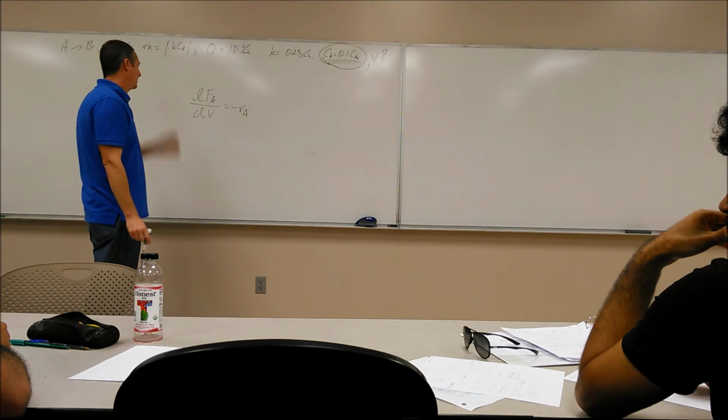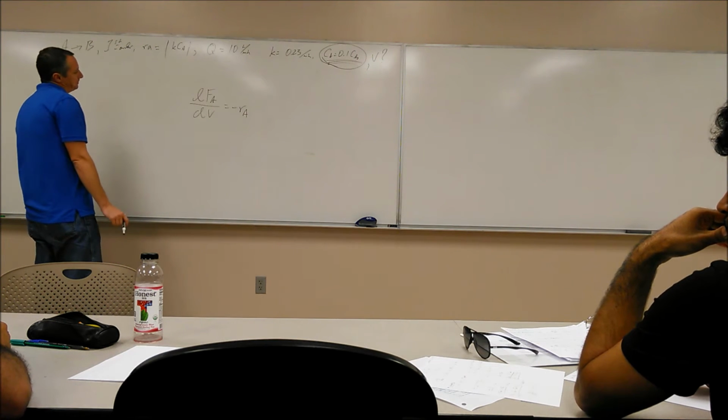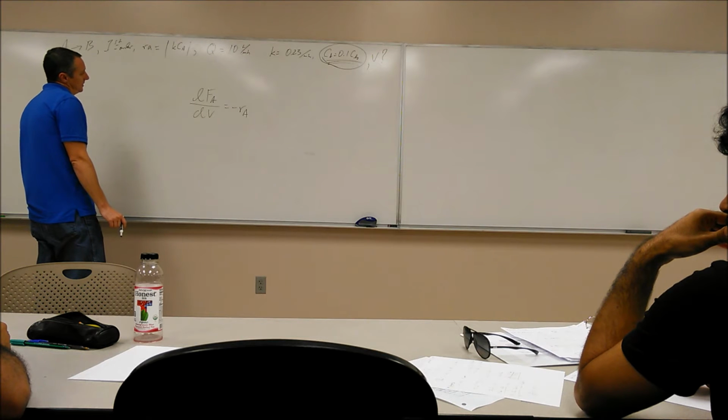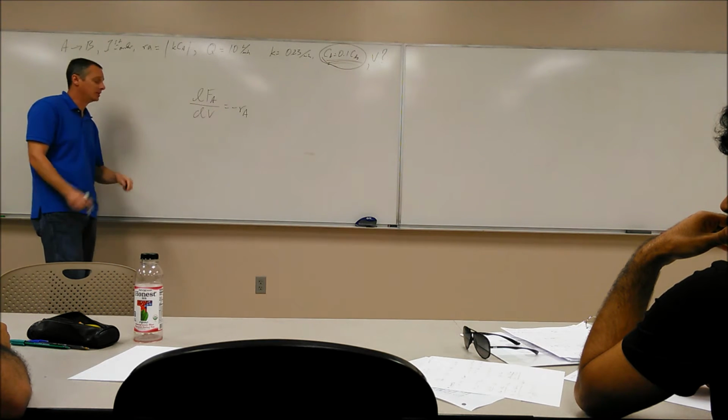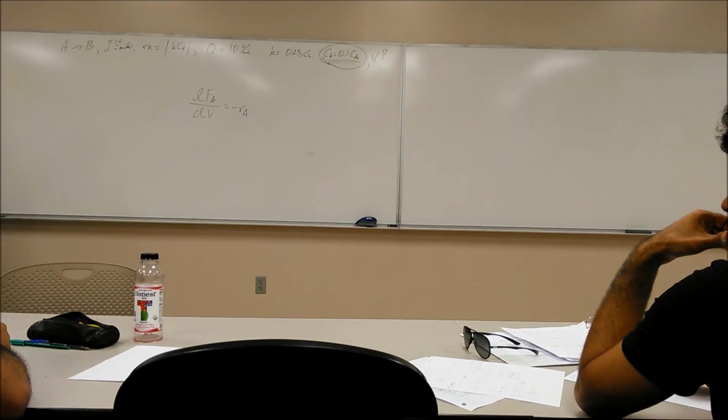So let's start with FA. In this case, we could do it either way. We could do it in terms of conversion, or we could just do CA. Let's just do CA, because I think that's how I solved it here.